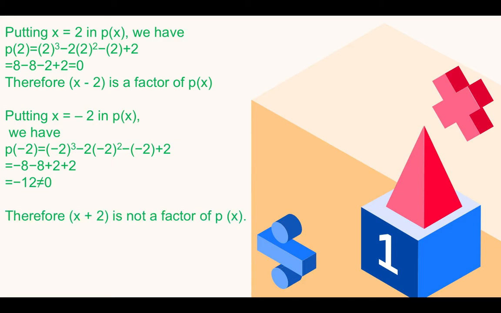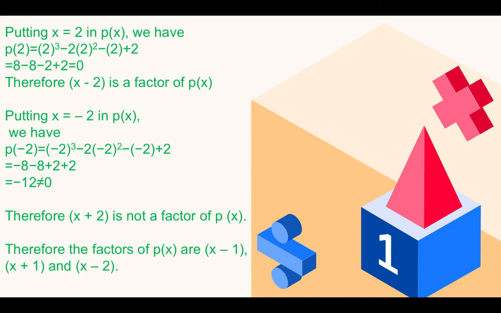So already in this question, 1 was a factor, minus 1 was a factor, and 2 was a factor. We already had 3 factors, so there was no need to take out the fourth one. But I did this so that you can see that there is no fourth possible factor. So I can write the factors of the given polynomial p(x) as x minus 1, x plus 1 and x minus 2.